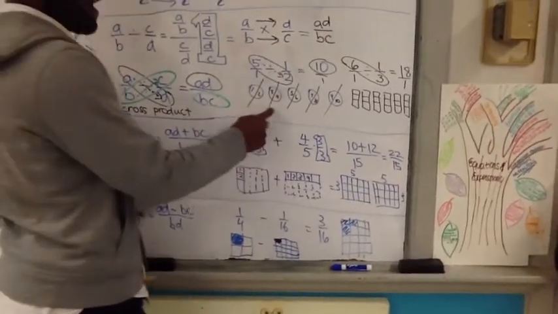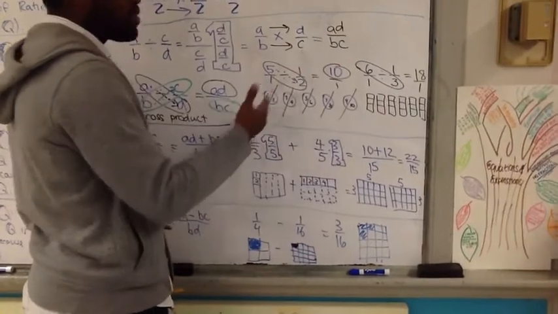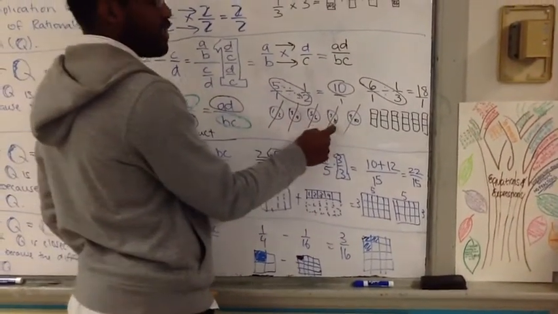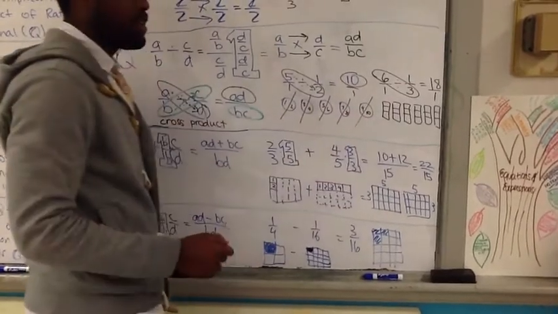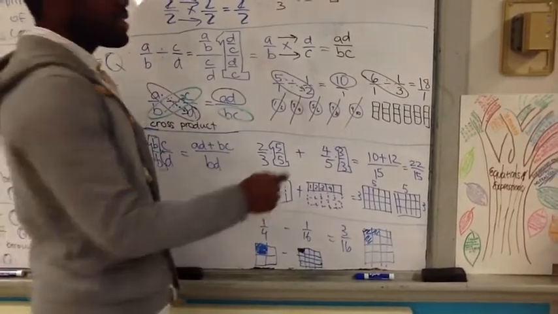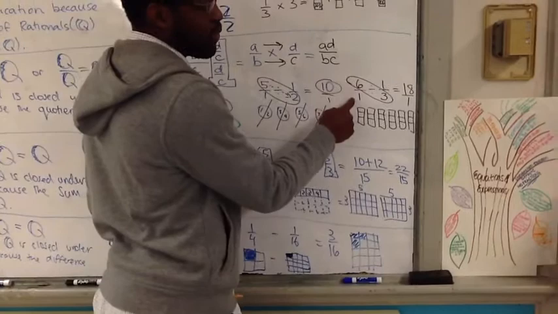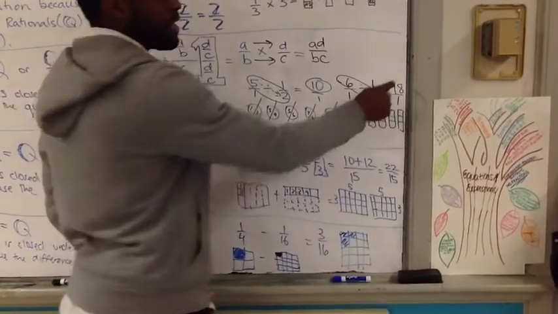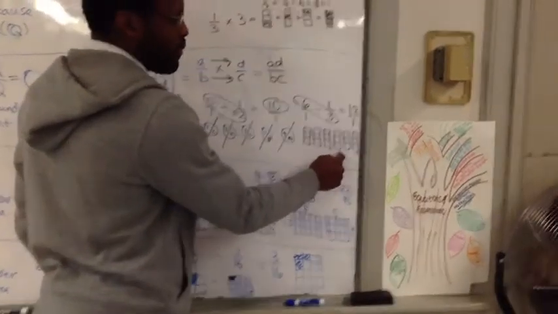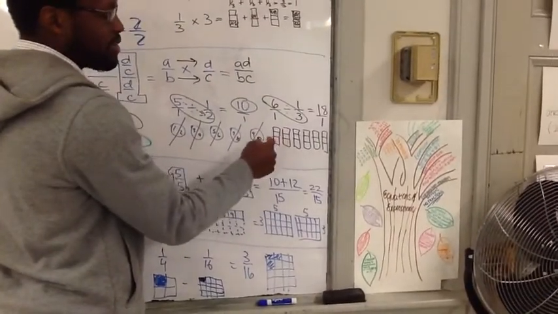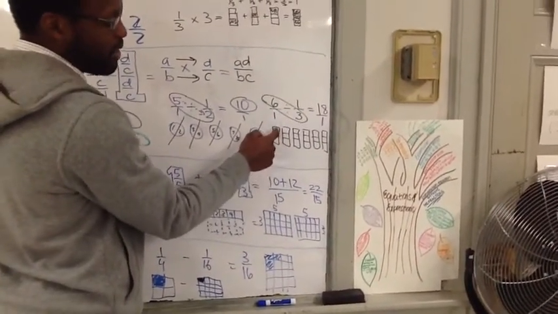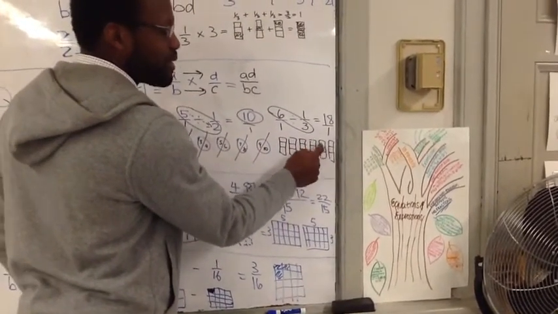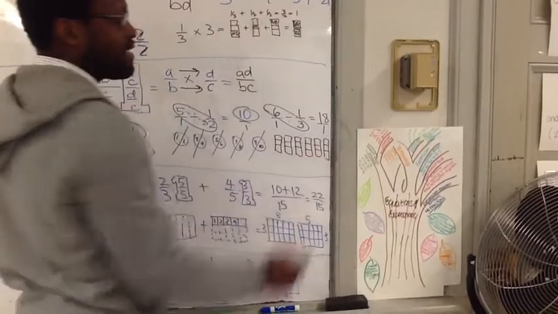Now, if we took 5 things and divided them into halves, we see that we get 1, 2, 3, 4, 5, 6, 7, 8, 9, 10 things. If we look at the case where we take 6 over 1, which is 6, and divide it by a third, 1 over 3, we end up getting 18, which is 1, 2, 3, 4, 5, 6. Each of those 6 things divided into 3 parts gives us 18 parts.